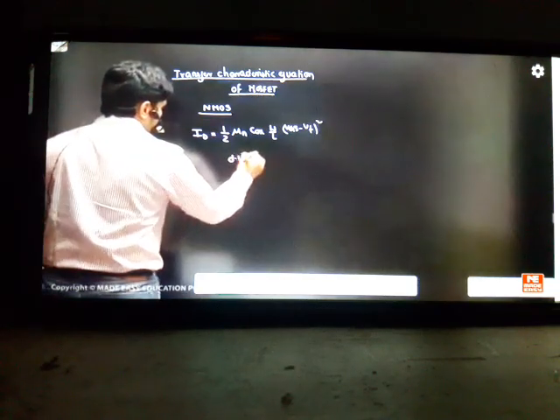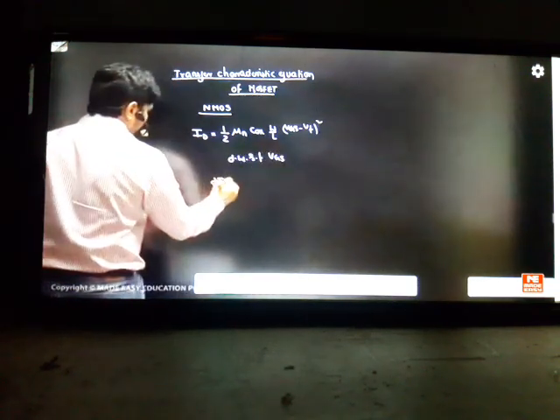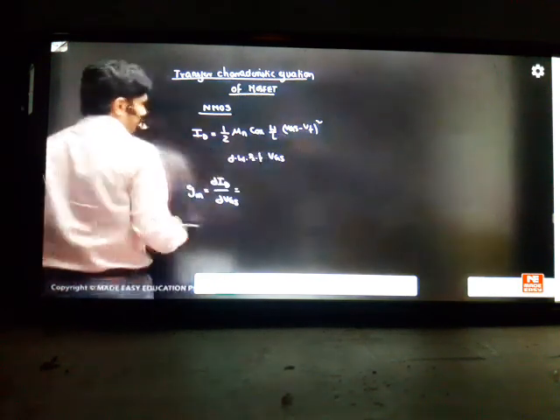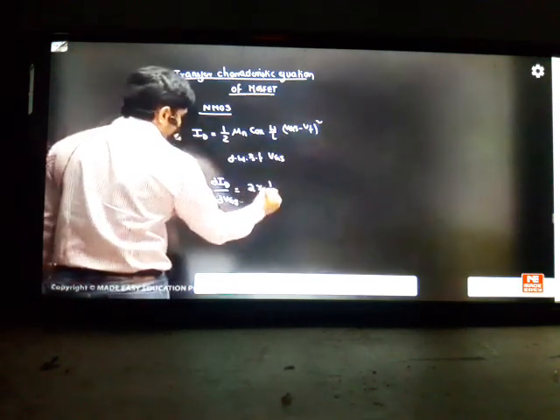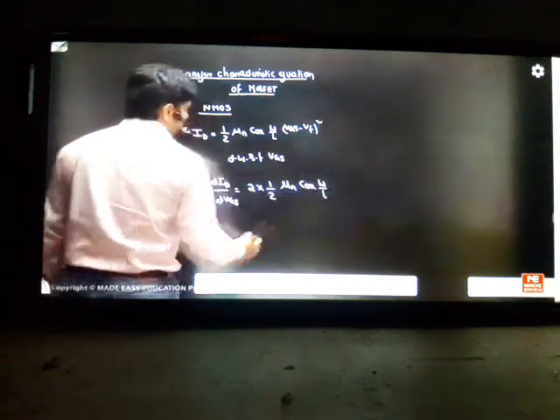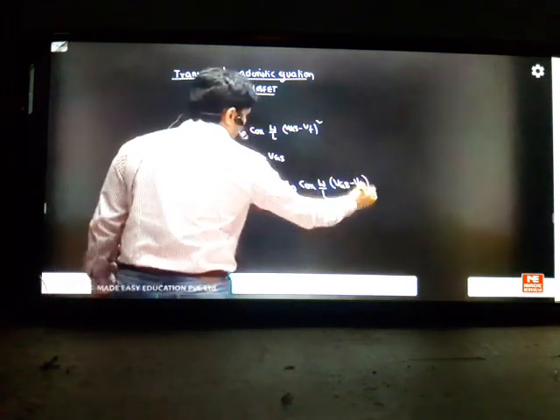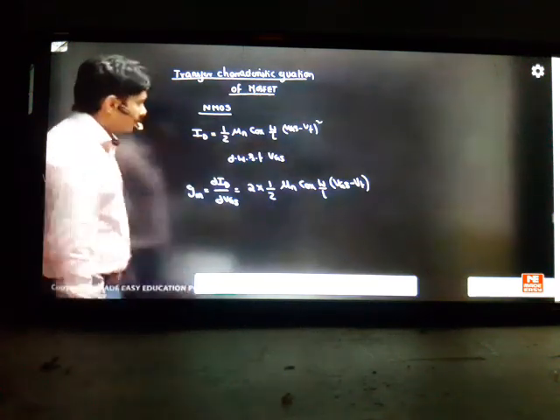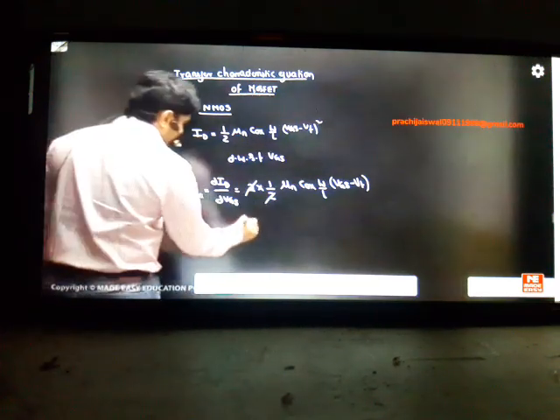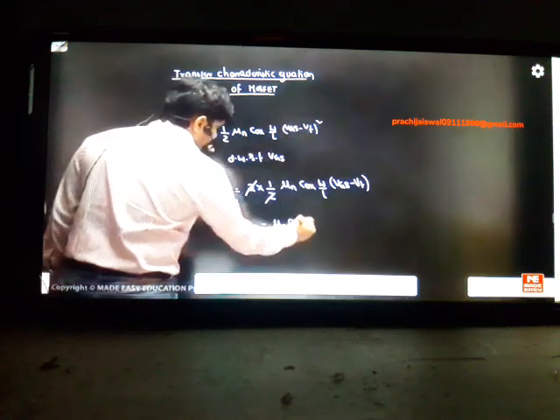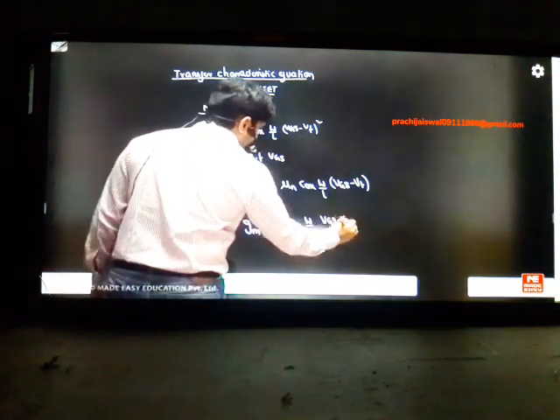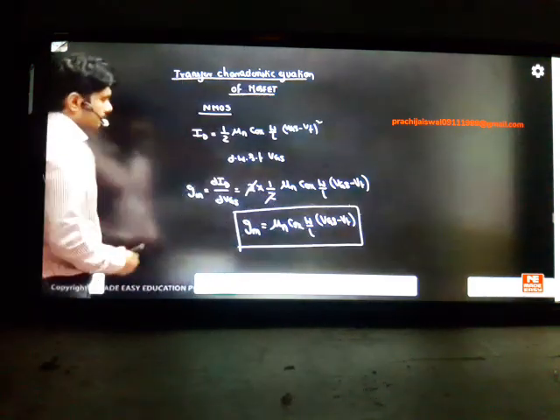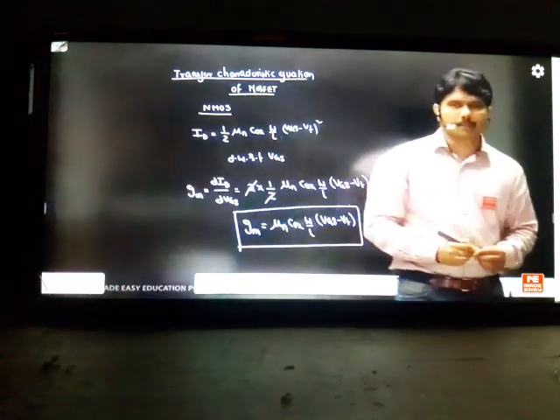Now if I differentiate with respect to VGS, that is the derivative of ID with respect to VGS, which is called GM, the transconductance. For x square, 2x is the derivative. So 2 into half into mu n Cox W by L into (VGS minus VT). The 2 cancels, so GM is mu n Cox W by L into (VGS minus VT). So this is your GM formula.